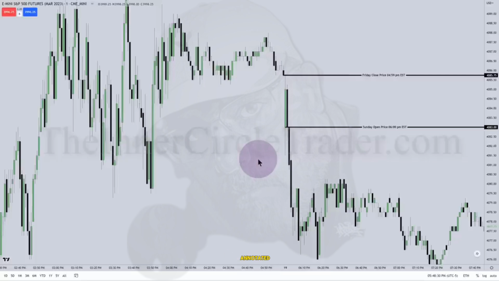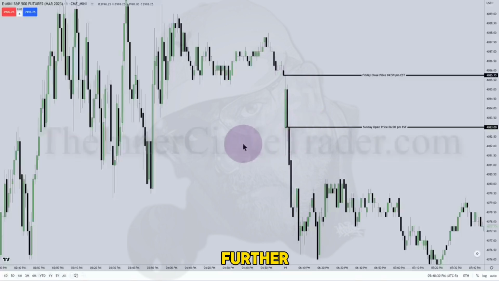Now with those two levels annotated, I like to use a ray. It's kind of like a short trend line that anchors to one specific price point and just projects to the right. This is annotating the Friday close price at 4:59 p.m. Eastern Standard Time, that's the East Coast time of the US. And the opening price here on Sunday at 6 p.m. Eastern Standard Time. So there's our two reference points, and that is the basic new week opening gap.